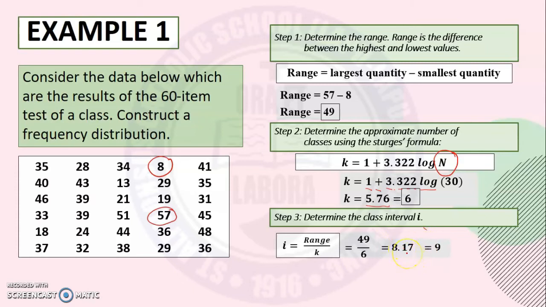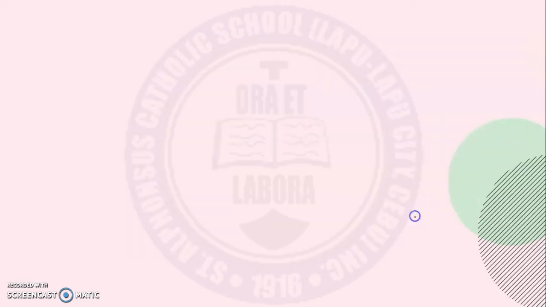Okay, so we are done with our first 3 steps. Step 1, Step 2, and Step 3. We should always remember these values. Our range is 49, our k or the number of classes is 6, and our I is 9. Now, let's proceed to Step 4.